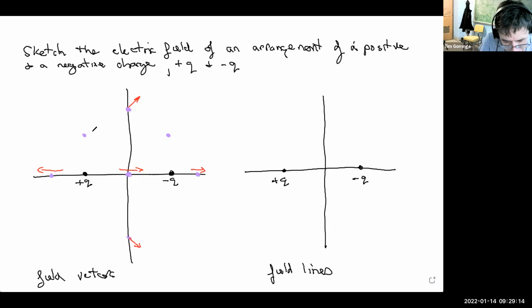And then finally, I've got these two other points, upstairs on the left and upstairs on the right. Again, the field's got to point away from the positive charge. And the field will be stronger over here on the left, and weaker on the right, because this point is further away from the positive charge. This point is closer to the positive charge.